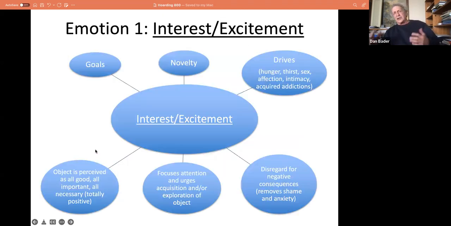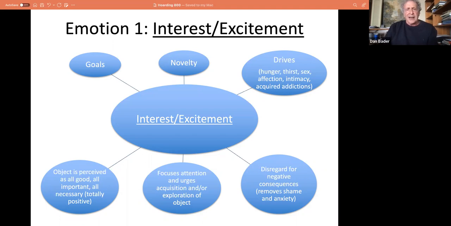Okay, so here's a diagram of interest/excitement. Interest means a low level of this emotion. Excitement means a very high level of it. And I just do interest/excitement out of respect for Silvan Tomkins, who was a psychologist at Princeton way back in the 40s and 50s. He was kind of a pioneer with emotions.